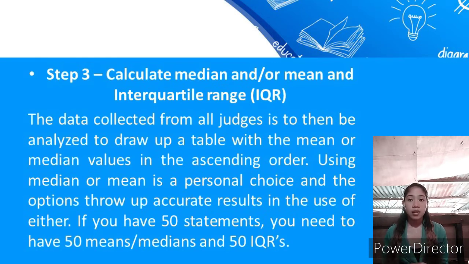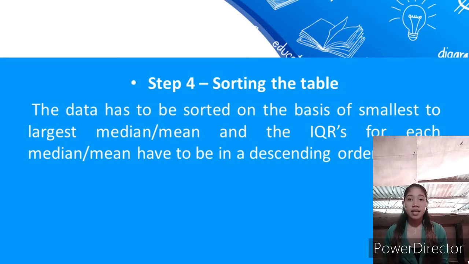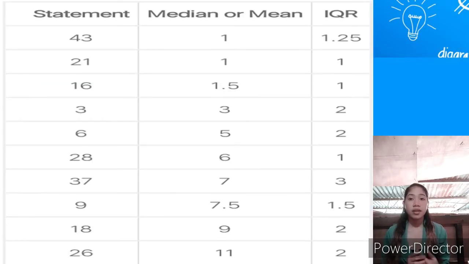And the next step is sorting the table. The data has to be sorted on the basis of smallest to largest median, mean, and the interquartile range for each median or mean, in descending order. As you can see, I have here the table. For instance, you have input 50 statements in the developing of statements in the first step. So for the third statement, you have ranked it as the first one, or the 11th, as the most favorable statement.